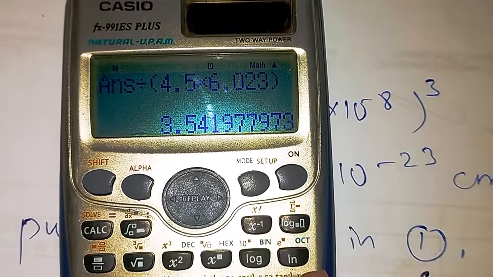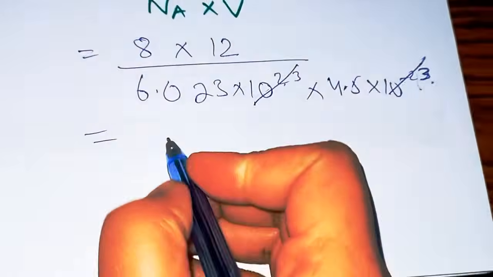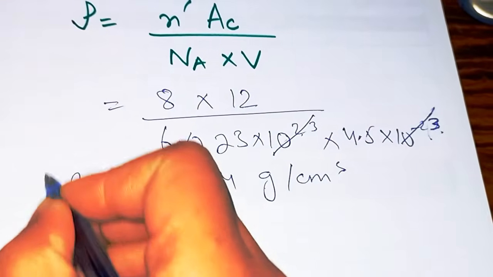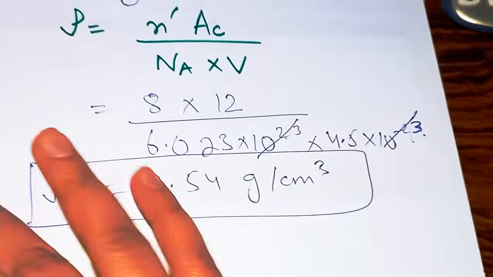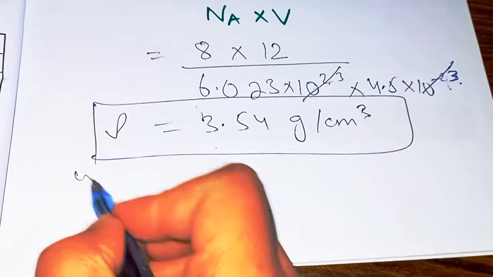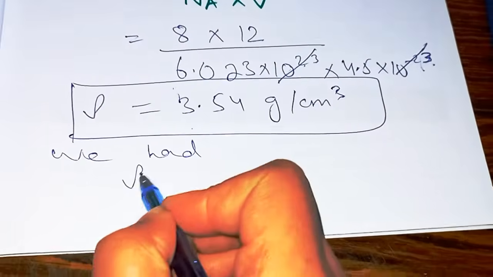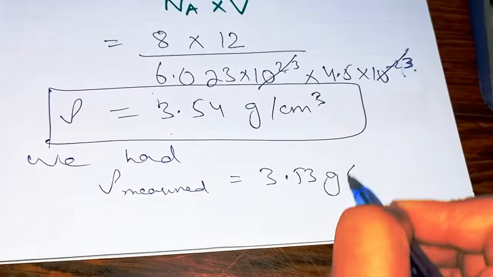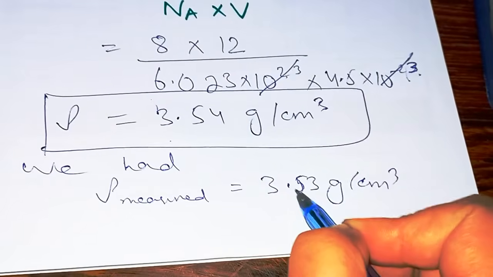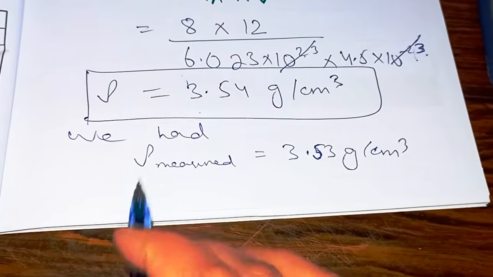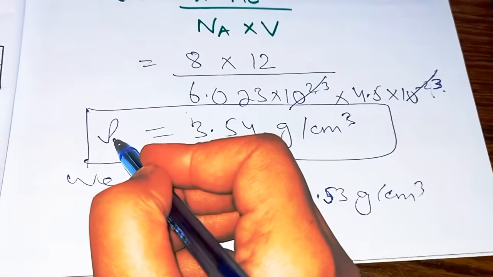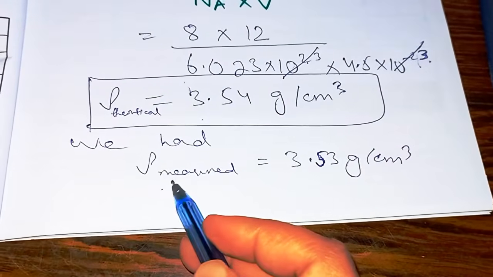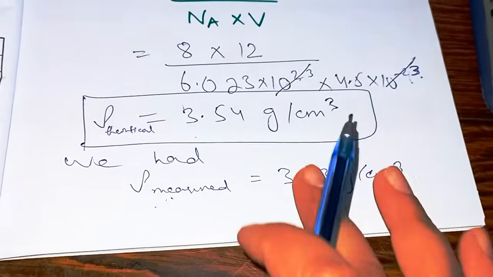You can see here it is 3.54 grams per centimeter cube. This is the density of diamond that we got theoretically, and we had rho measured, or experimentally you can say, to be equal to 3.53 grams per centimeter cube. Let's find out the percentage error between the theoretical result, which is this, and the experimentally measured one.